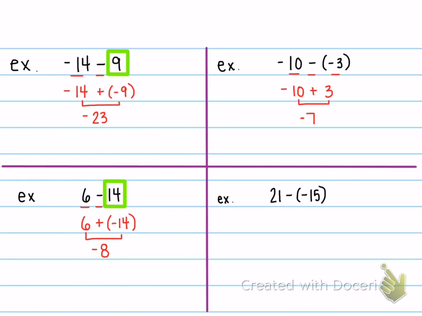And then looking at this last example, I have 21 minus negative 15. Keep, change, change. 21 stays 21. The minus becomes a plus. And negative 15 becomes positive 15. I'm adding two positive numbers. They are the same sign, so I add and keep the same sign.